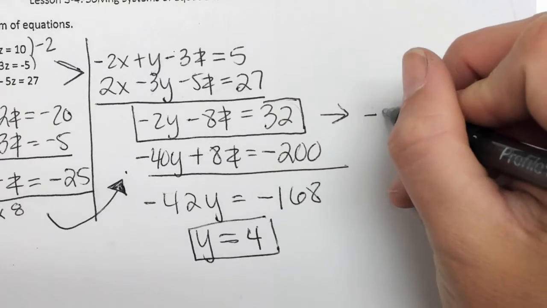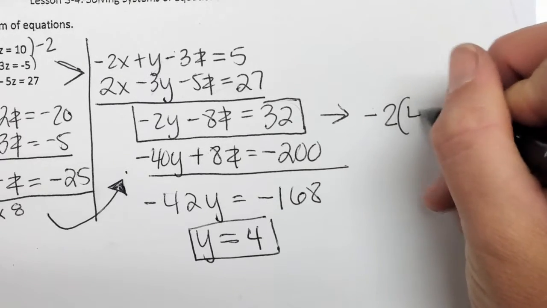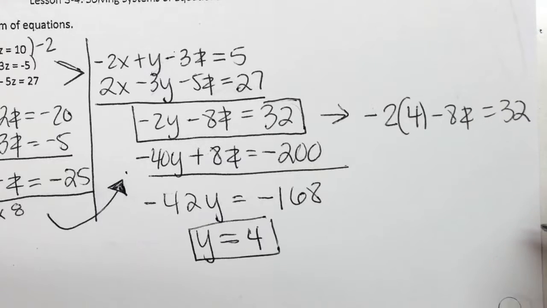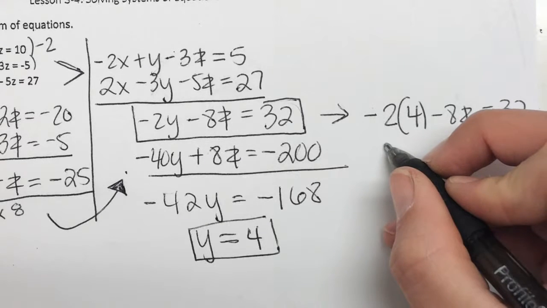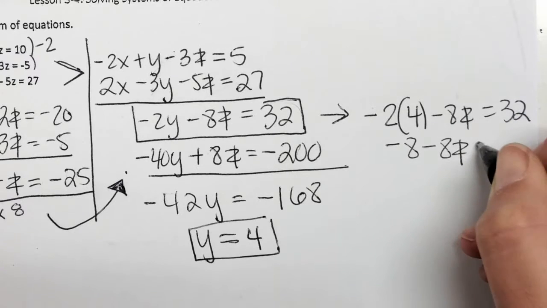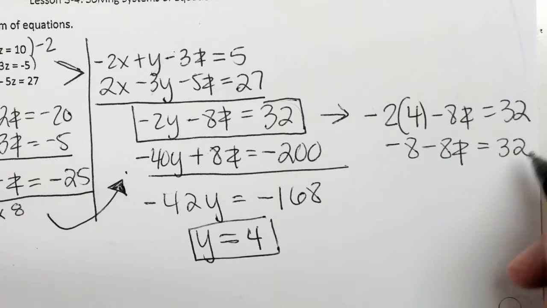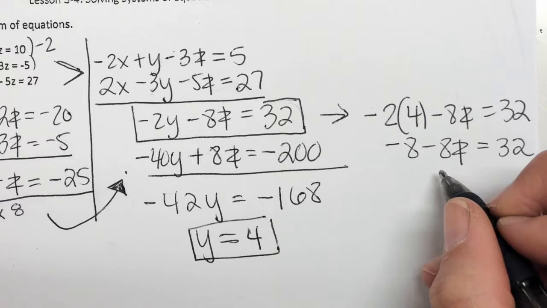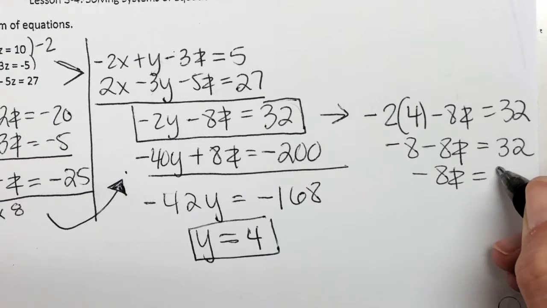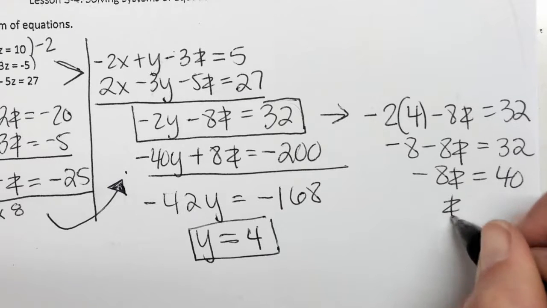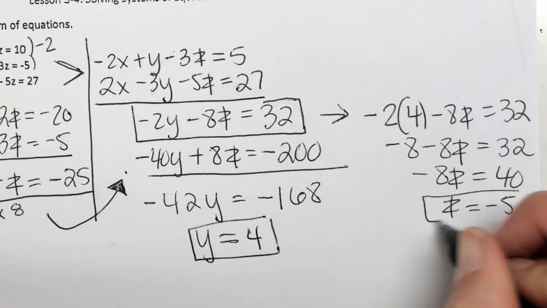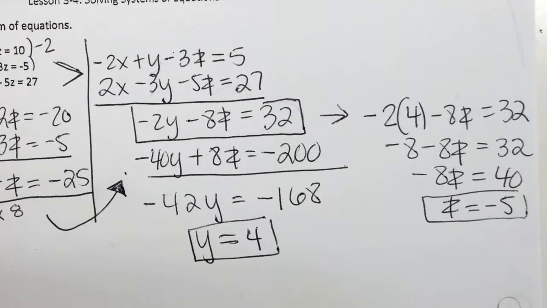So I'll have negative 2 times 4 minus 8z equals 32. So that gives me what? Good. And then Sierra, what would I do from here? Add the 8. Very good. That gives me what on this side? So z is? Very good. So we found y and z.